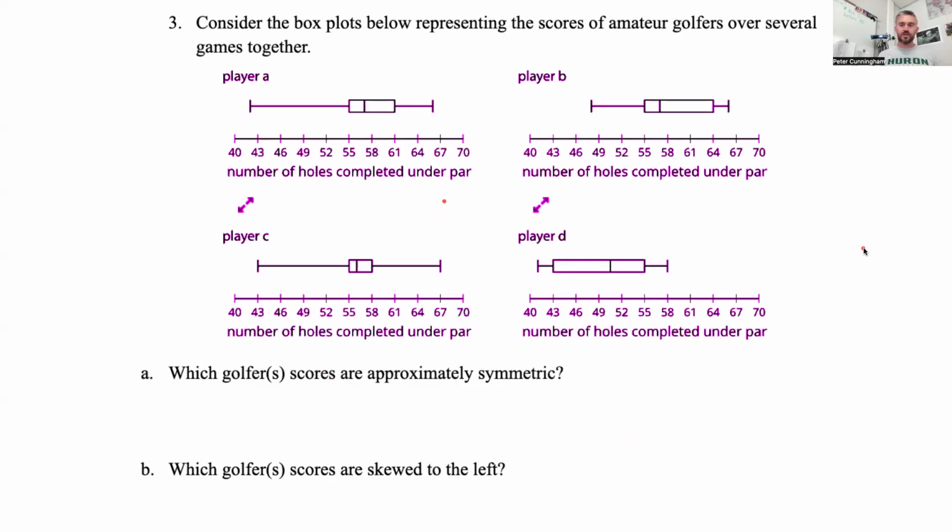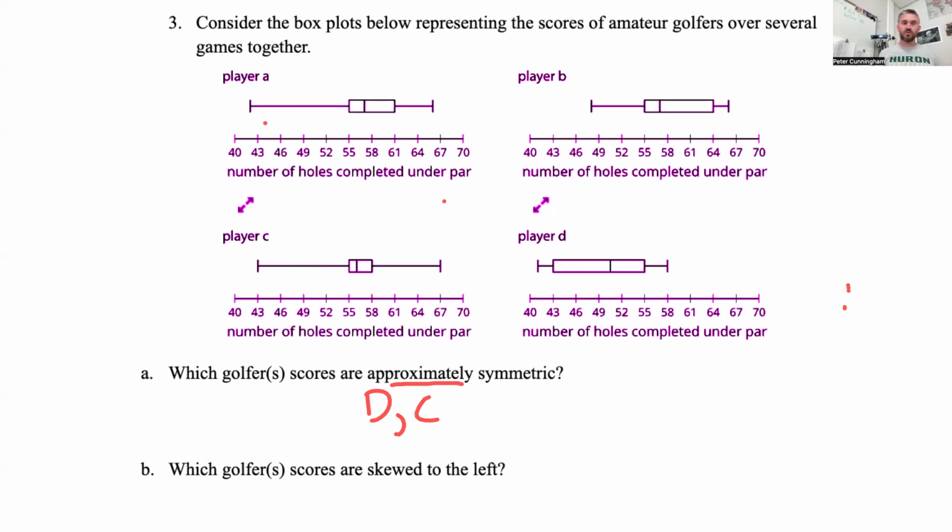All right, which golfers' scores are approximately symmetric? Okay, it might not be exact, but it looks pretty close to symmetrical. I would say D. You guys can't see this, but my tool for the pen is covering up D and C. But D, look, we're pretty well balanced between the two. So I would say it's D and C, same thing. Each whisker on the right side, they might not be exact, but they're pretty darn close. So they're approximately symmetrical, D and C.